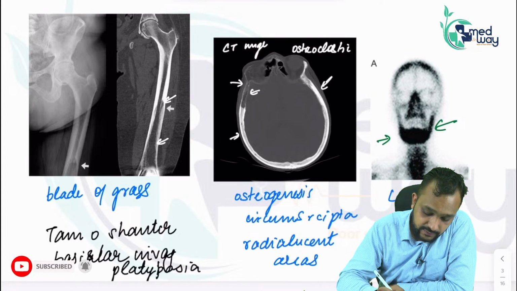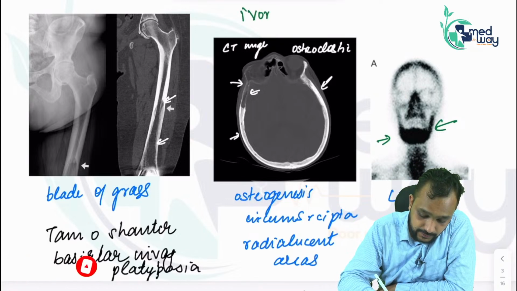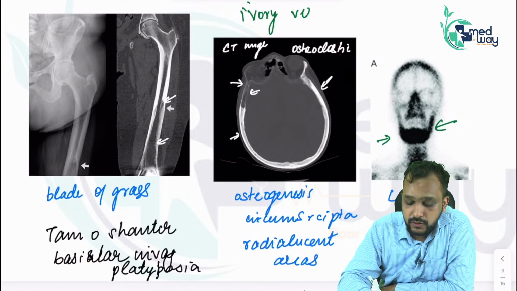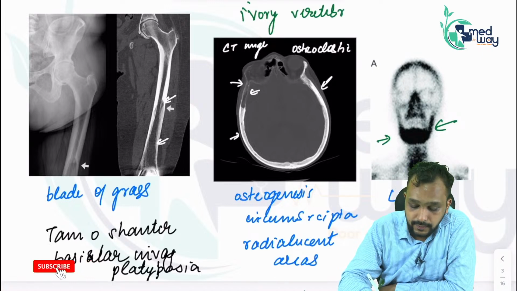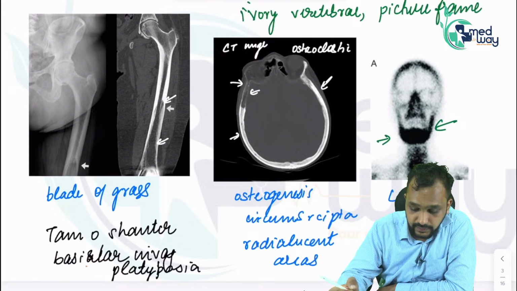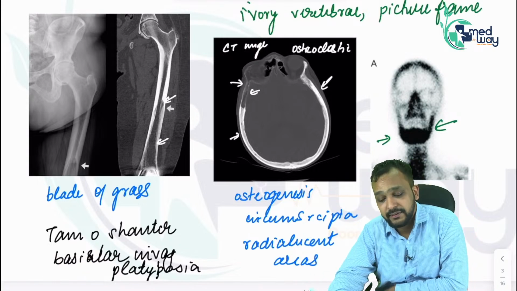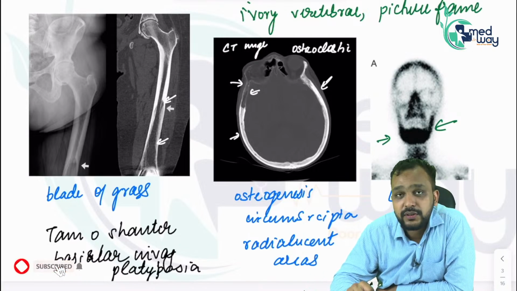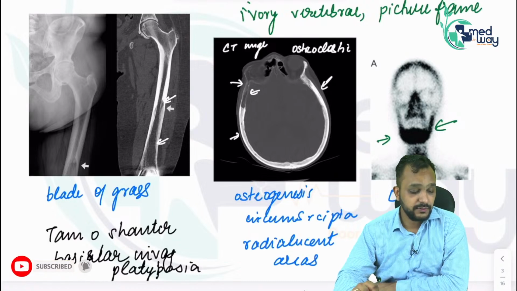Within the vertebra, guys, you can get ivory vertebra, again because of the osteoblastic reaction. Then you can get picture frame vertebra. So just remember all these important named signs. These will be helpful for you in your NEET-PG exam also, right?